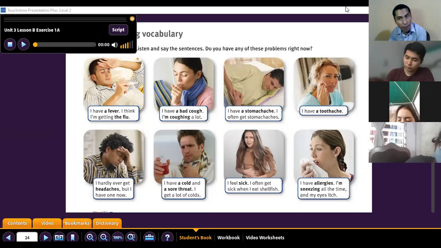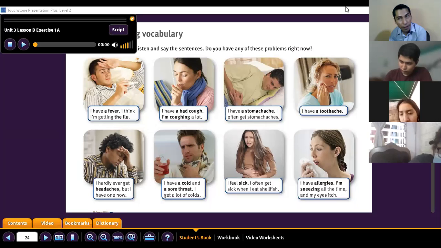Yes. So, the flu, gripe. I have the flu. Ya esa palabra ya va así, con las dos. The flu, la gripe. I have a bad cough. Cough, tos. And cough is also toser. Cough, tos, cough, toser. So in this case, I have a bad cough. I'm coughing a lot. Estoy tosiendo mucho. Next one.